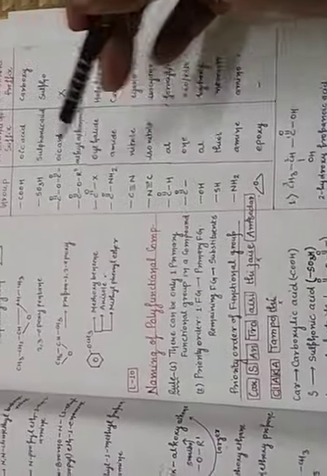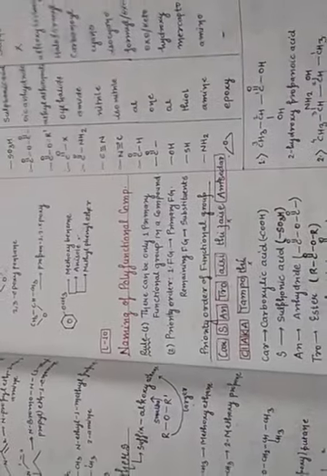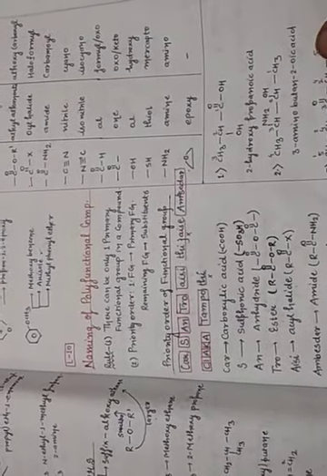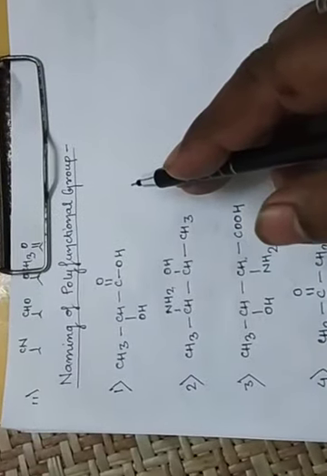Clear? Just learn these functional groups. There is a prefix and suffix form. Then how do we write the polyfunctional group in IUPAC? There are different types of examples for naming polyfunctional groups.